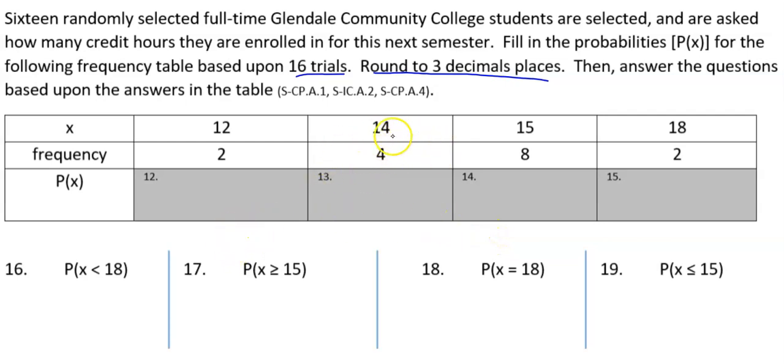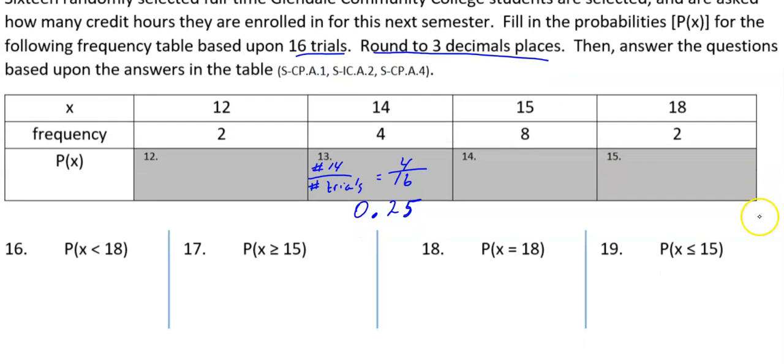All right, so let's jump over to this spot. So this is saying how many people took 14 credit hours over the number of people asked, or the trials. So 4 people are taking 14 credit hours, and we talked to 16 people. And when I write that as a decimal, it's going to be 0.25. And I don't need to round it to 3 places because it terminates at 2. All right, so you're going to fill those in for the rest of the probabilities.